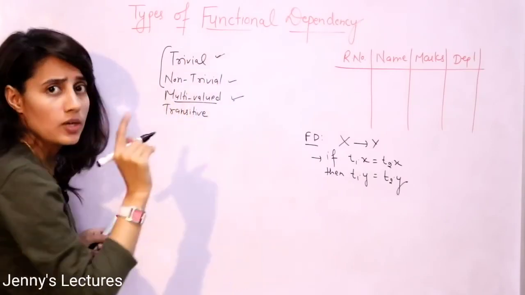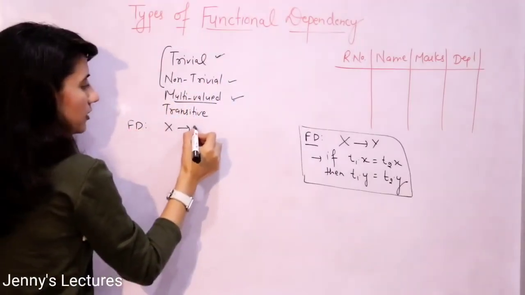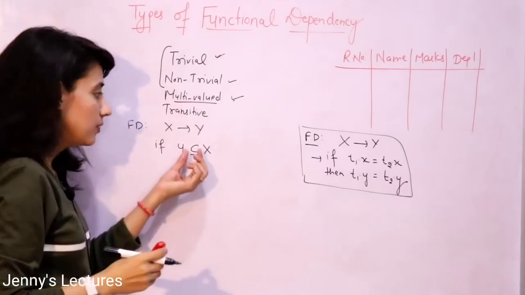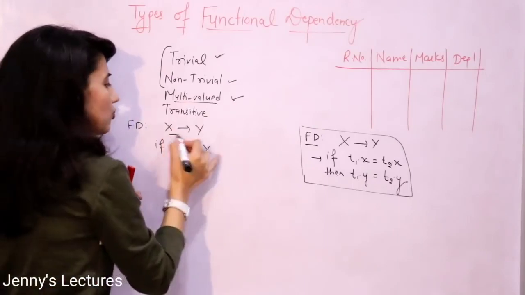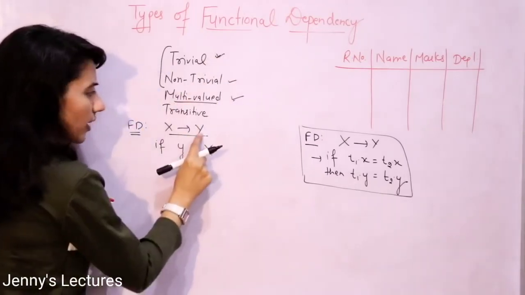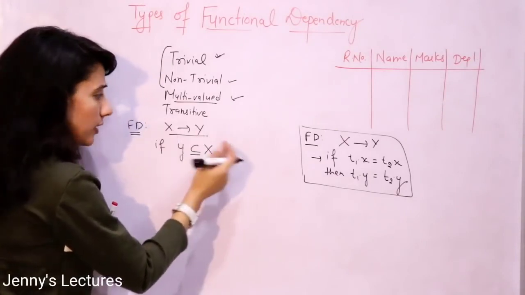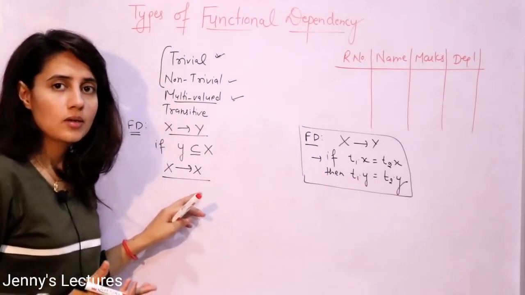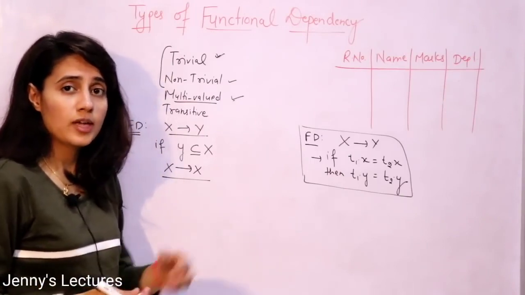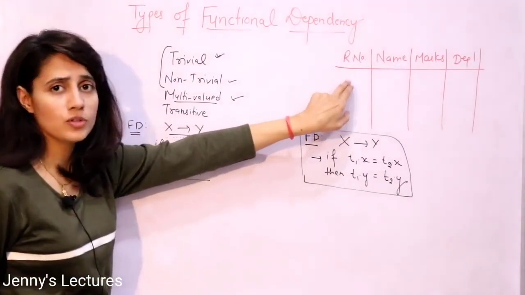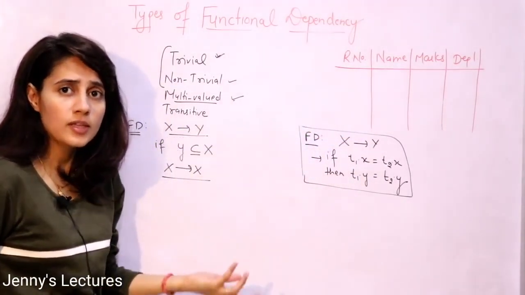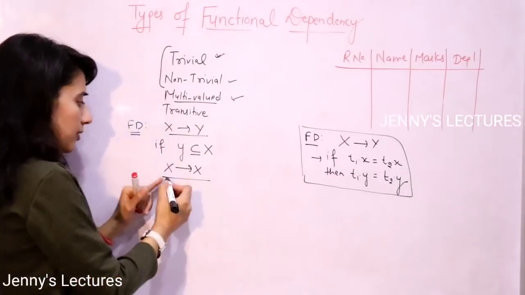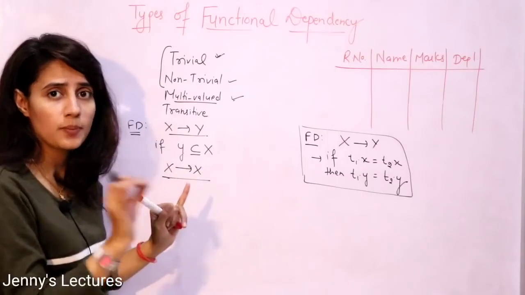Now see, what is trivial functional dependency? X determines Y. Here if Y is a subset of X, then we can write X determines Y, and this would be a trivial functional dependency. Or if I am writing X determines X, this is also a trivial functional dependency. If I tell you the roll number of a student and I am asking you to tell me the roll number of that student, obviously roll number can determine itself. Obviously name can determine itself. So an attribute can determine itself. So this is what a trivial functional dependency is.